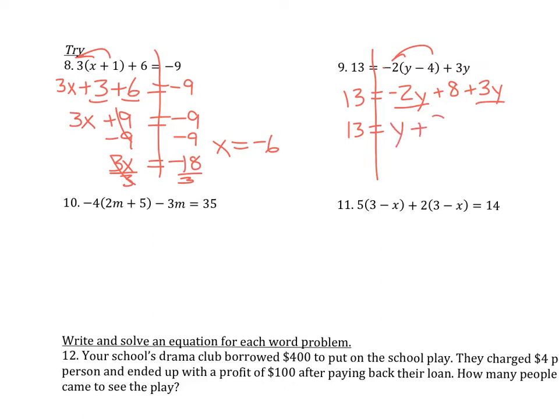You can put 1 in front of it if you want. Bring your plus 8 down. And then I subtract 8 since I'm going opposite sides of the equal sign. 13 minus 8 leaves me with 5 for y.